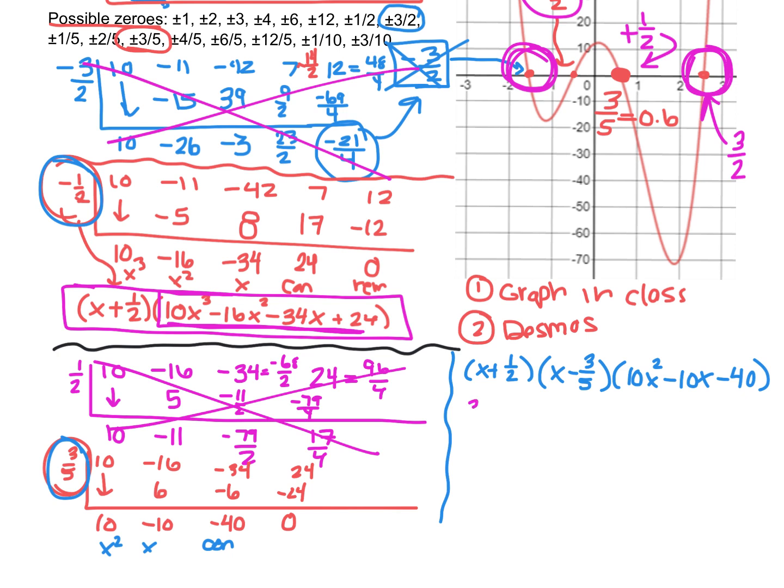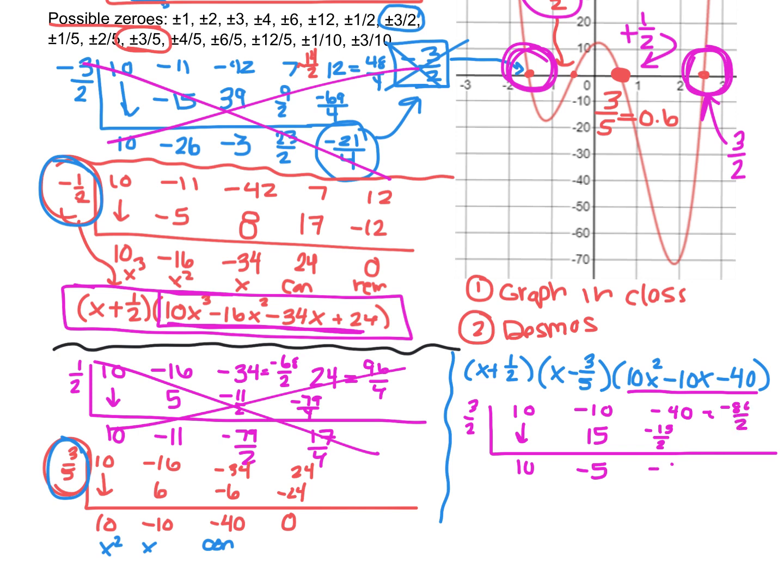So if I take a positive 3/2 and I use synthetic division on this last part here, we have 10, -10, and -40. Well, 10 times 3/2 becomes 30/2, which is 15. We then add straight down, that's -5. -5 times 3/2 is -15/2. If we convert this one, it becomes -80/2. So I have a remainder of -95/2. So what I know for a fact is that this 3/2 does not work.